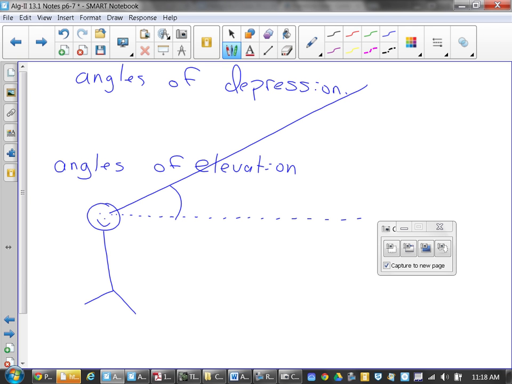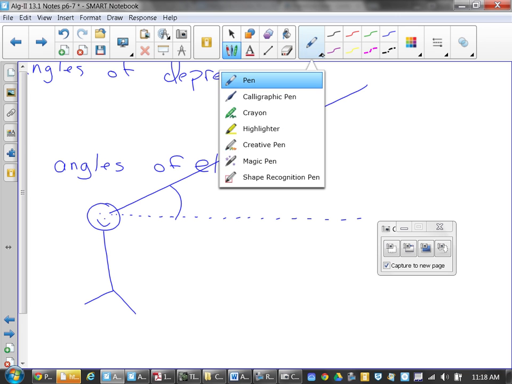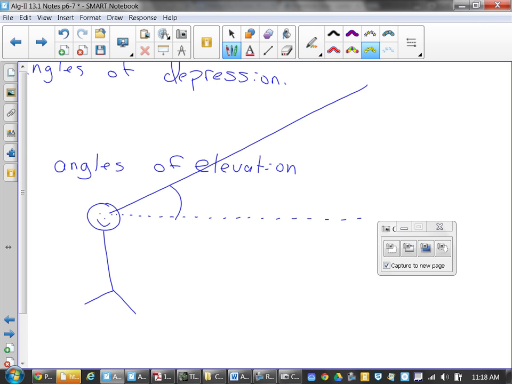The angle of depression is when an object is up above. Let's see if I can do this. Looking down. The angle of depression is thinking of when there's an object up top, also has an imaginary horizontal line, and it's the angle that it's looking down upon. Okay. That makes a rectangle. Yes, in theory it makes a rectangle.